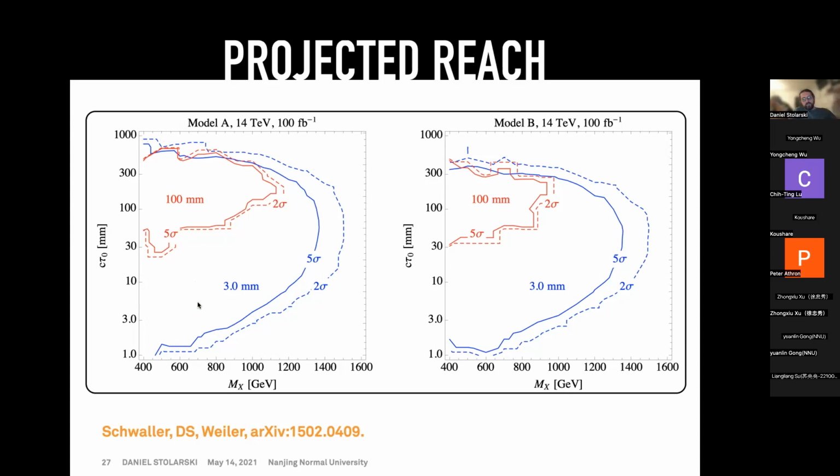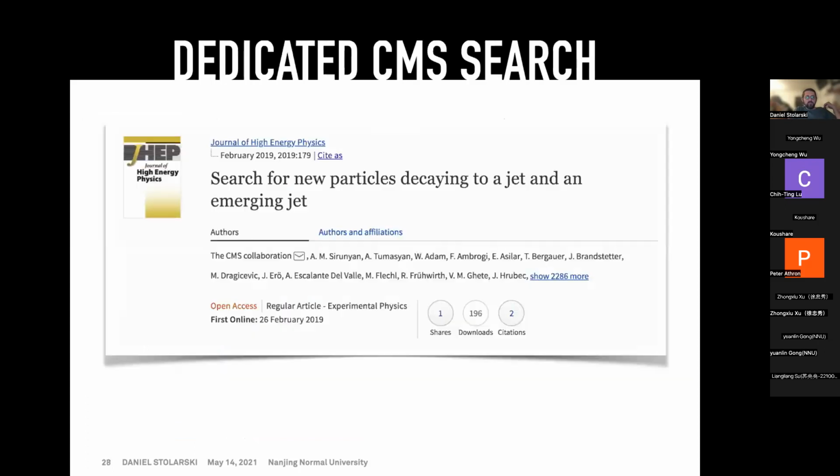And we tried to get experimentalists to do this search, and in fact, they have. So as I said before, ATLAS is working on this. CMS has even published something. So CMS has published a search for a new particle decaying to a jet and an emerging jet. I guess it's JHEP in 2019.